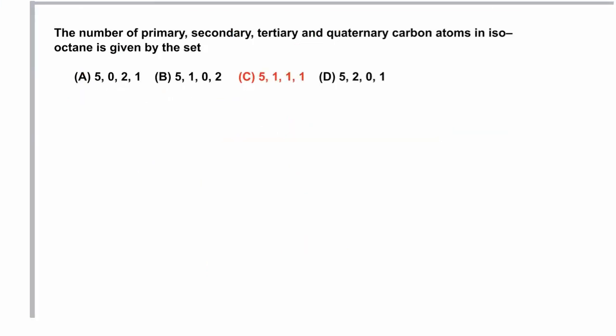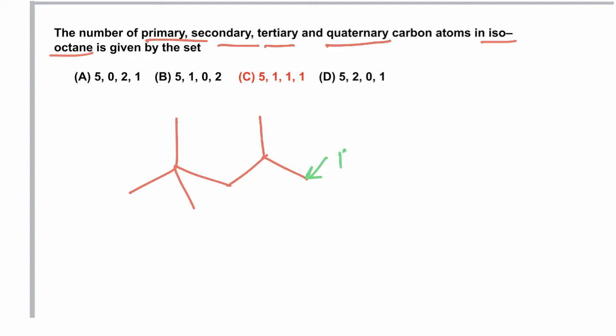In this question we have to find the primary, secondary, tertiary and quaternary carbon atoms in the isooctane molecule. If we draw the structure of isooctane, it has 5 carbons in the main chain, 2 alkyl radicals at the second carbon and 1 methyl radical at the 4th carbon. So this is the isooctane molecule, and in this molecule this is 1 degree carbon because it is directly connected with one other carbon atom. This is also 1 degree, 1 degree, 1 degree and 1 degree. So the molecule has 5 1 degree carbons.